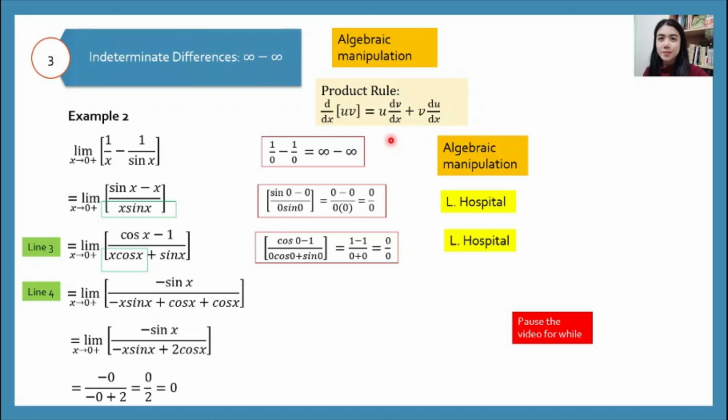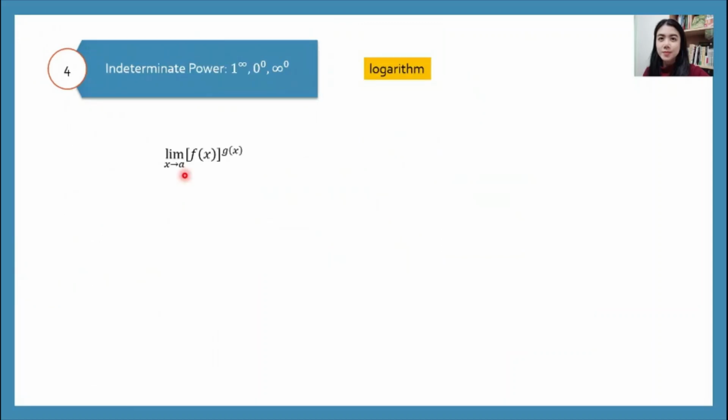Now we go for the third and number 4, where you have a limit x approaching a, and you have function f to the power of function g. Later you come across the indeterminate power forms, where you have 1 power of infinity, 0 power of 0, and infinity power of 0. When you see one of these forms appear, that is the time you have to apply the logarithm technique. So begin with it.